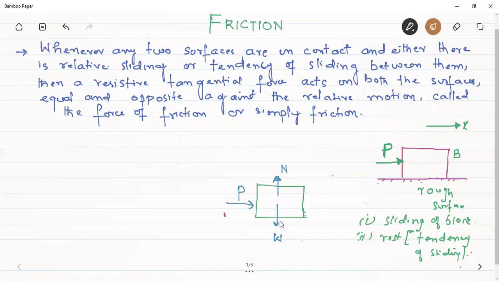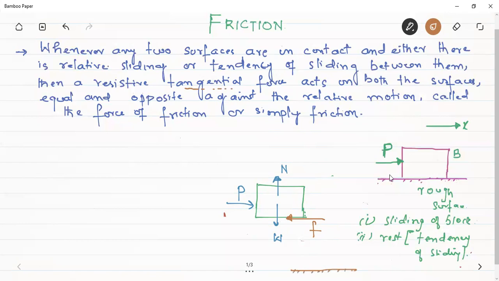Now see here, this is the contact surface between the block and the ground. Therefore, this friction force will be in the direction opposite to the relative motion, or the tendency of the relative motion. So this is the friction force acting on this block. This friction force is actually a tangential force. You can see that I have written tangential force because it is acting tangent to the surface in contact.